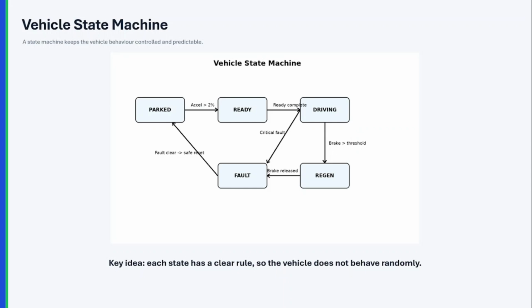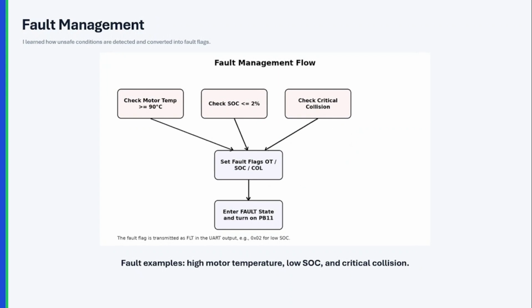Okay, so these are the vehicle states. Then fault management. I already told that the vehicle can move into a fault state when a fault occurs. So what is fault management? Let's manage the fault. Fault handling is important because the system should detect unsafe conditions. Faults are checked for high motor temperature, low SOC, and critical collision in our project. When any of these conditions happen, a fault flag is set.